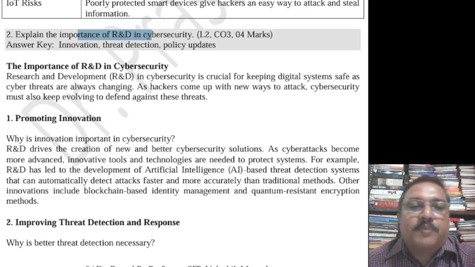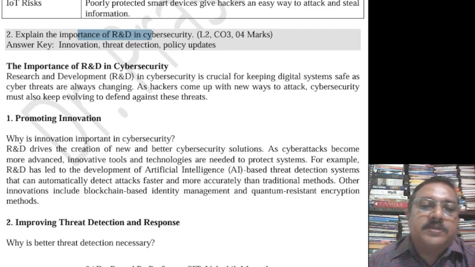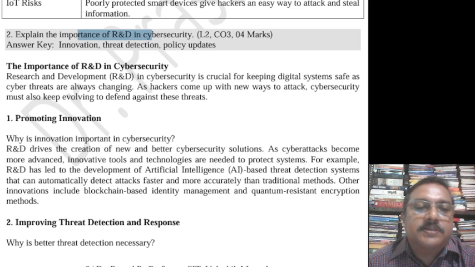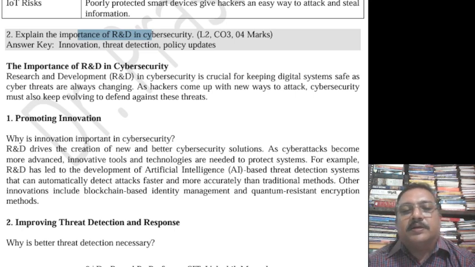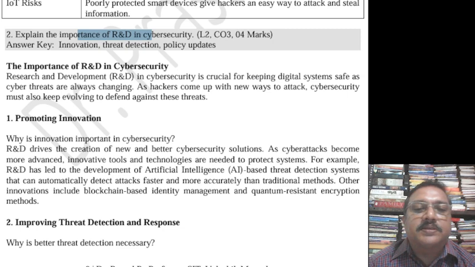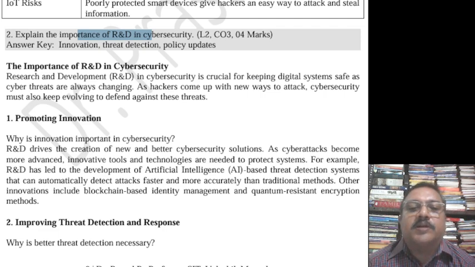The R&D is promoting innovation. Innovation is very important because research and development drives the creation of new and better cyber security solutions, and the cyber attackers are also becoming more advanced, and we should have even better tools to prevent or to stop it. So we need to have innovative tools, innovative technologies needed to protect and safeguard the systems.